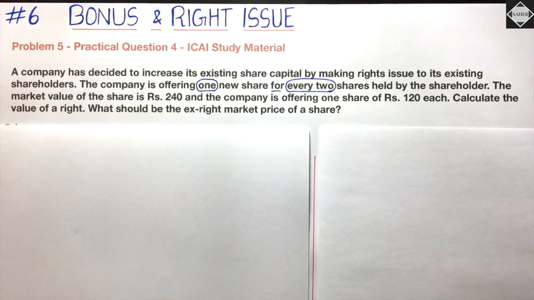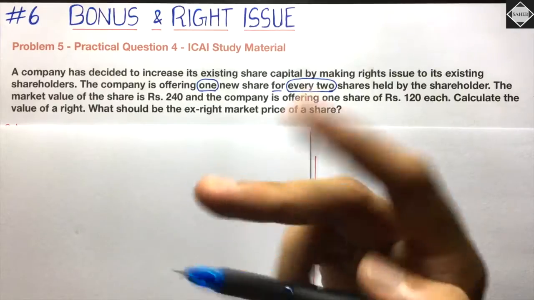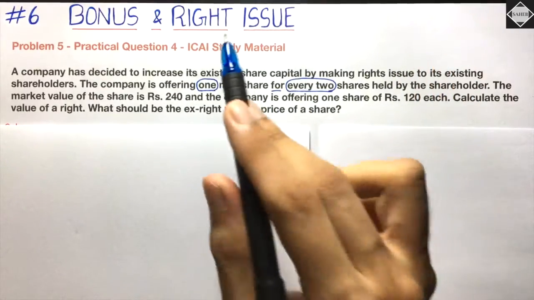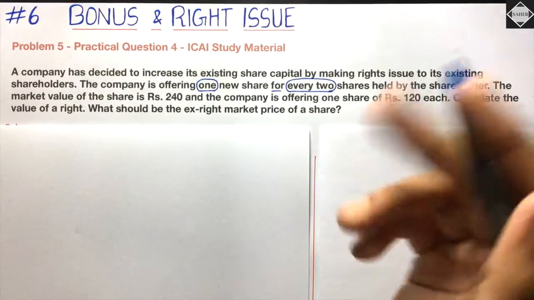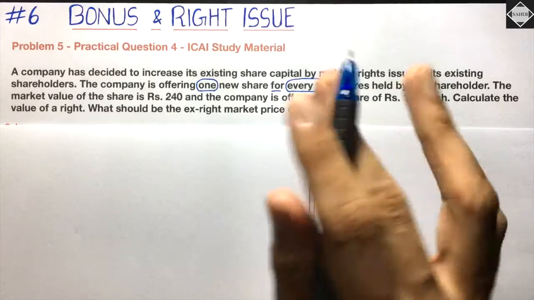Hi everyone, welcome back. Today in the sixth video of the bonus and right issue chapter, we are going to solve two problems on value of right calculation. The first problem will be from the study material and the second problem will be from the May 2021 RTP. Okay, so let's start with the first problem.